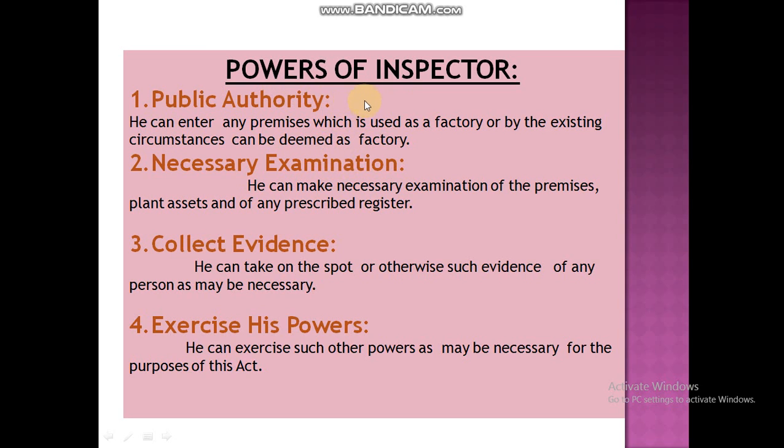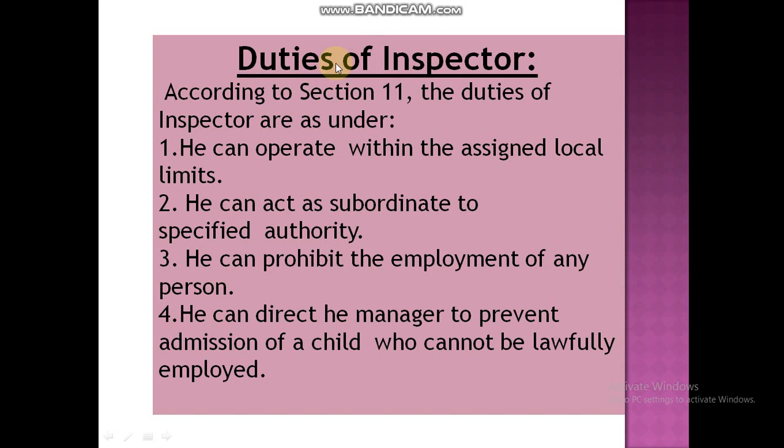So these are the basic powers of inspector which he does exercise if he enters any premises which are considered as a factory according to the Factories Act. He can enter the premises, he could do necessary examination, he could collect the evidence, and he could implement his powers. If we look at the duties, what are his duties according to the Factories Act, what acts he should perform? His first duty is to check and keep an eye on the area, on the local limit which is assigned to him. If he is assigned the inspector of a particular area, the northern region or the southern region, he should be having a check of that particular area or those limits which are assigned to him.